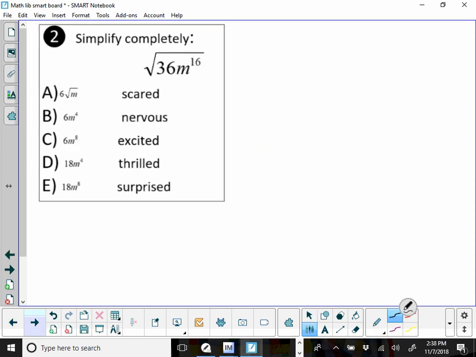All right, problem number 2, same thing. Okay, the square root of 36 is going to give you 6. Okay, and then we divide our exponents in half, so that's going to be 6m to the 8th. So that would have been excited.